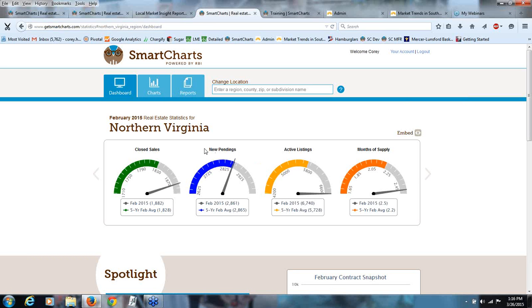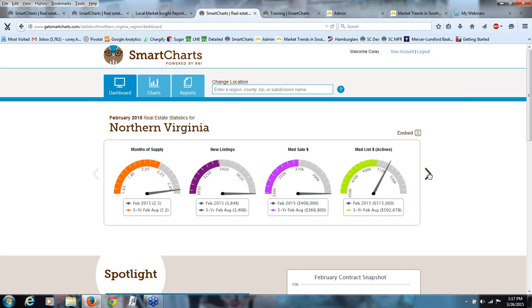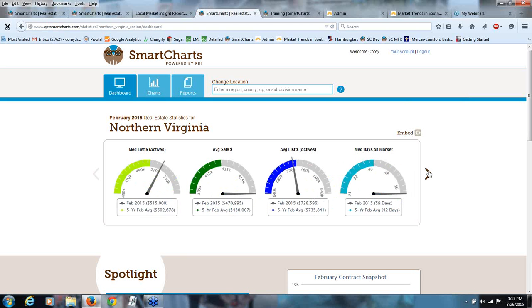So we can see quickly that sales are above their 5-year average. New pendings are right at their 5-year average. Active listings are at a 5-year high. Months of supply, granted it's still extremely low for Northern Virginia, is at 2.5. It's not at the 5-year max for this time of year. And like I said, 4 to 6 months is balanced, so Northern Virginia is very much a seller's market. You can scroll through more metrics: new listings 5-year high, median sale price 5-year high, median list price for actives is above the 5-year average, days on market, etc.